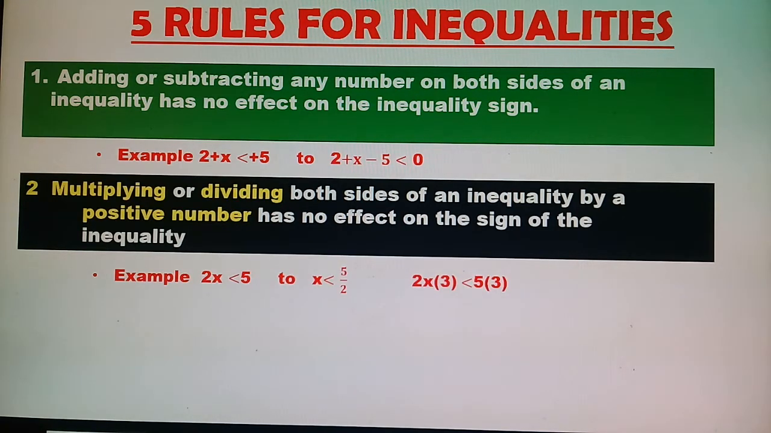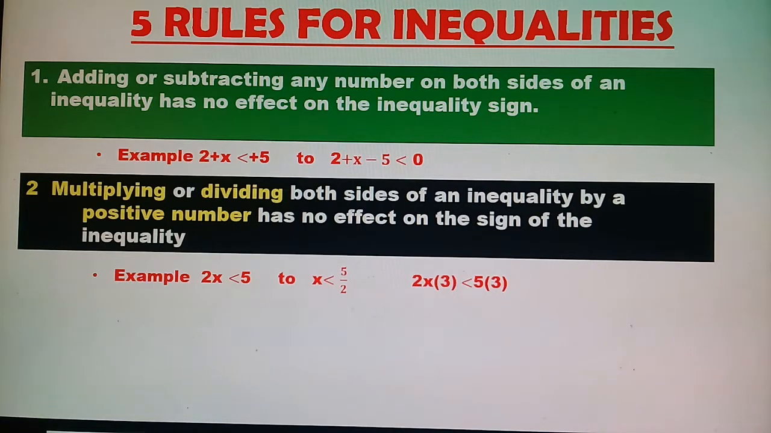As you can see, I have 2x less than 5. If I want to solve for x, then I have to divide by what? 2 on both sides. As you can see, we have 2x less than 5, divided by 2. Then we ended up with x less than 5 over 2. It means that I divided by a positive number, which is 2, on both sides, and the inequality sign remains the same. In another example, I have 2x multiplied by 3 less than 5 multiplied by 3.